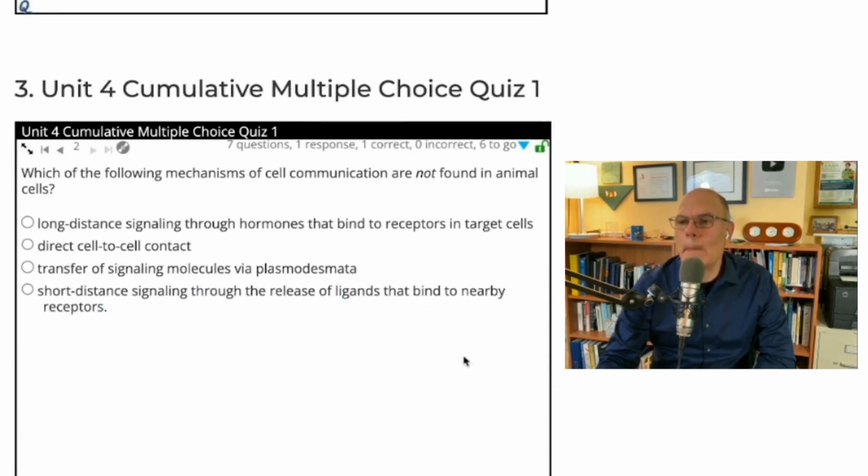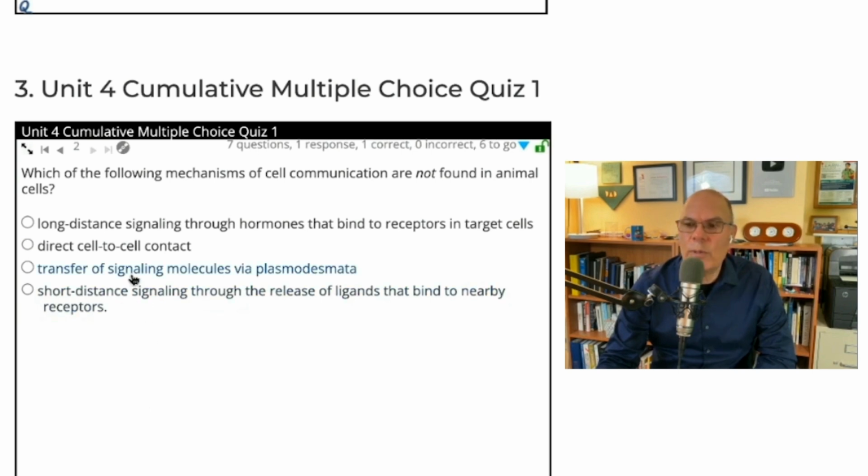Second question. Which of the following mechanisms of cell communication are not found in animal cells? 1, long-distance signaling through hormones that bind to receptors in target cells. Choice 2, direct cell-to-cell contact. Choice 3, transfer of signaling molecules via plasmodesmata. Choice 4, short distance signaling through the release of ligands that bind to nearby receptors. Which of these is not, I repeat, not found in animal cells?